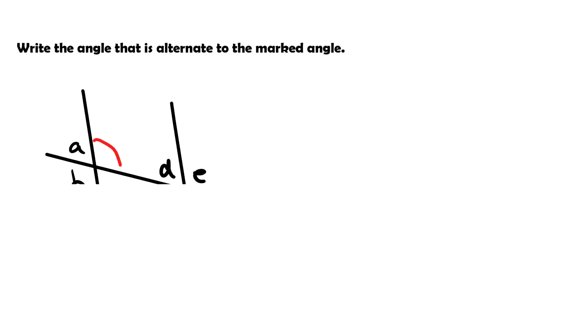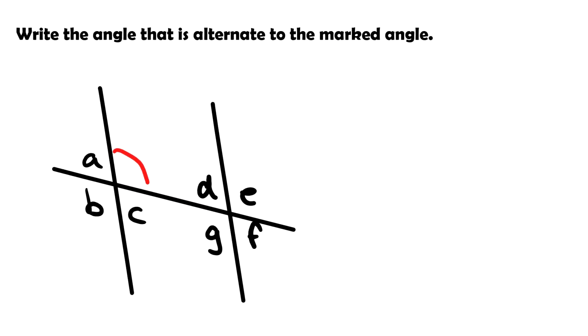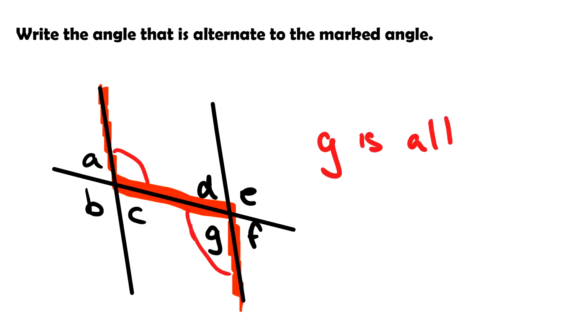So here we have a question. Write the angle that is alternate to the marked angle. So in red, there's the marked one. I want to highlight the lines to form my Z shape down there. And then it's the inside one. So this one here. So G is alternate.